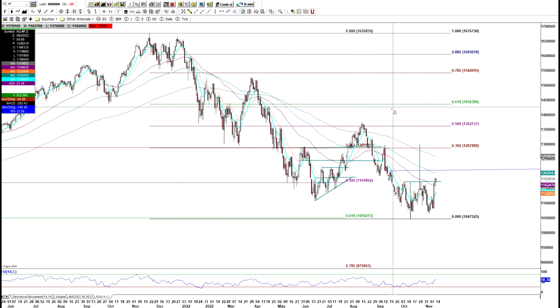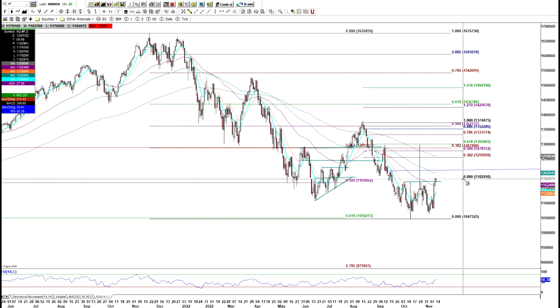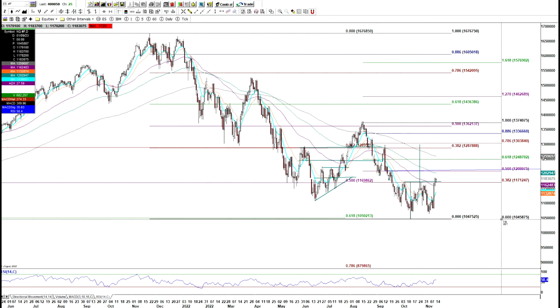But keep in mind the retracement that we just looked at on the S&P. This is the same retracement where the S&P is up here at the 618. The NASDAQ's not even to the 0.50. So it's lagging way behind. So let's take a look now at the Dow Jones Industrial.